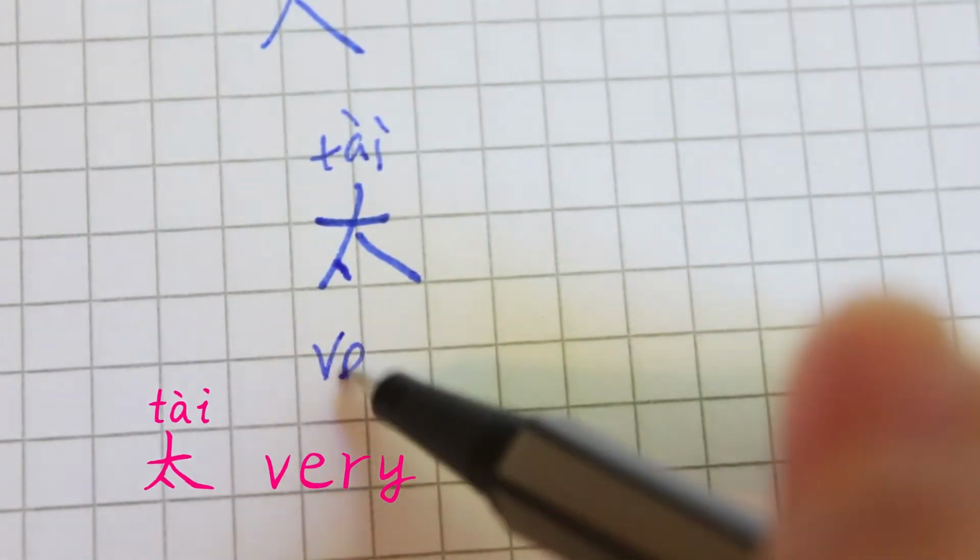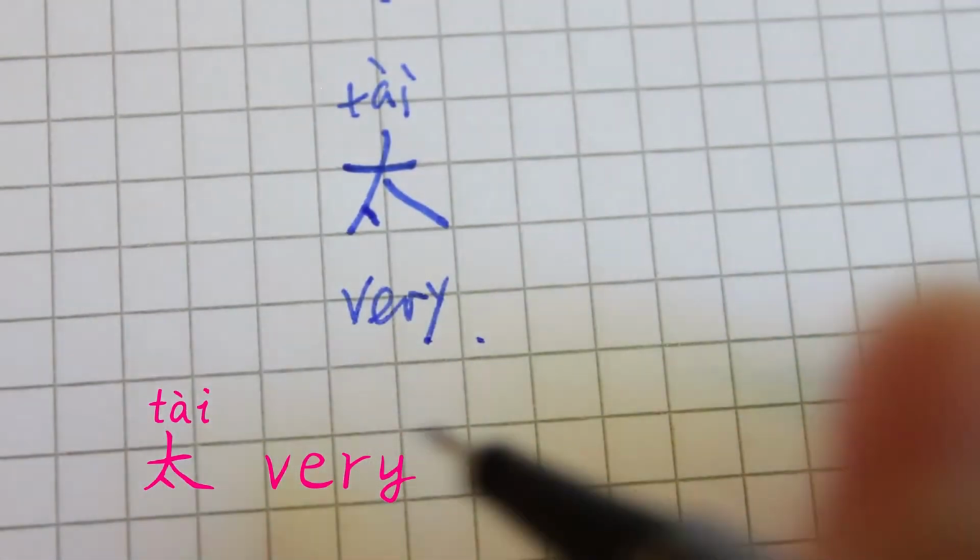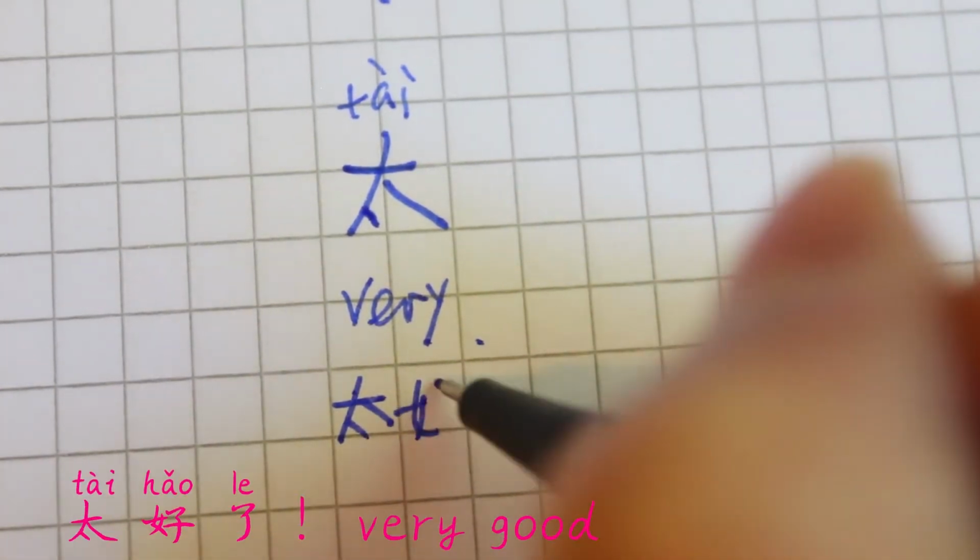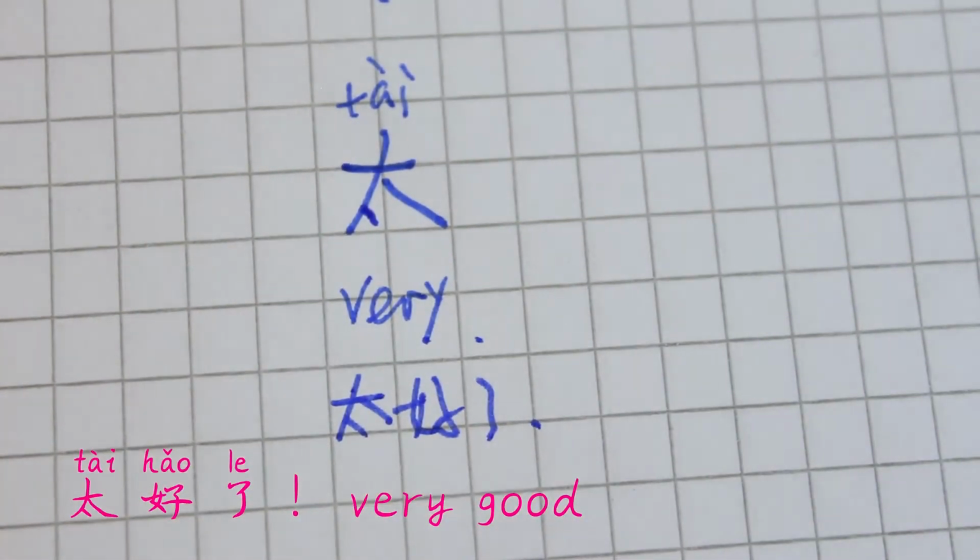大, you can add a dot. Write a dot, and then 加一点. What is this character? Yes, it's 太. It means very. It's an adverb. You can say 太好了, which means very good. 太好了.